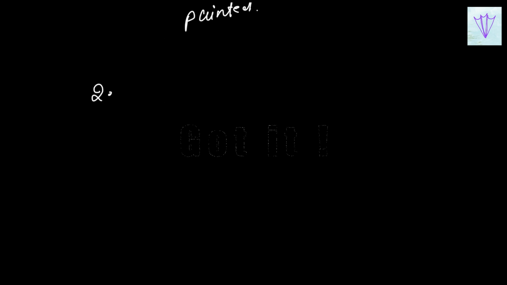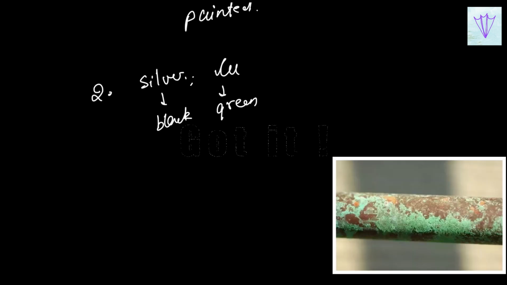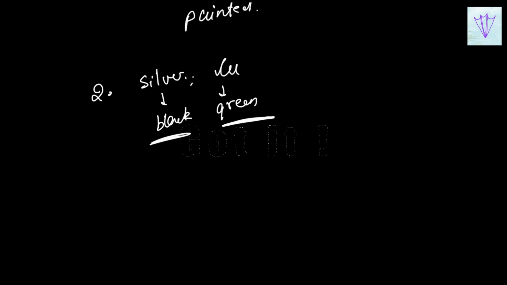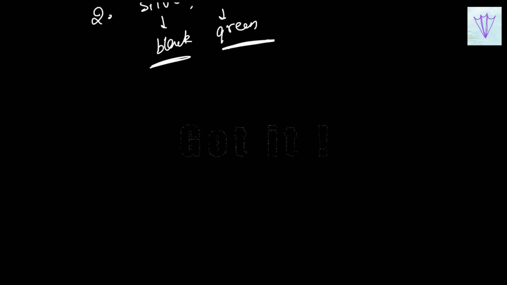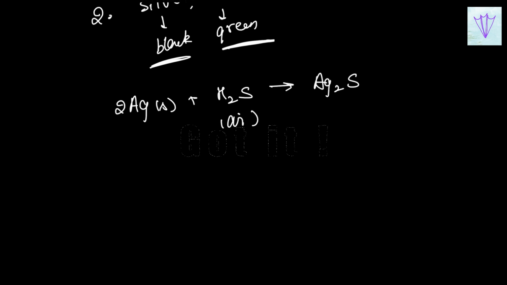The next example of corrosion is the loss of luster of silver and copper by gaining black or green coatings of silver sulfide and basic copper carbonate respectively. The reactions are as follows. For silver, Ag, which is solid, plus H2S, which is gained from the air, will become Ag2S, which is solid, silver sulfide, plus H2 gas will be evolved.